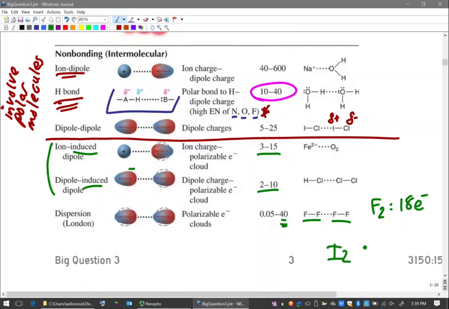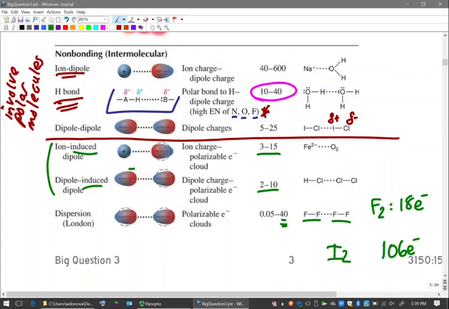Consider iodine, I2. How many electrons are there in an iodine molecule? Let's see. Where's iodine? It's number 53. That's 3 below fluorine. So how many electrons total in an I2 molecule? 106, right? So it's a nonpolar molecule. It has 0 net dipole moment as a permanent dipole because it's a bond between 2 identical atoms. So 106 electrons flying around in this molecule.